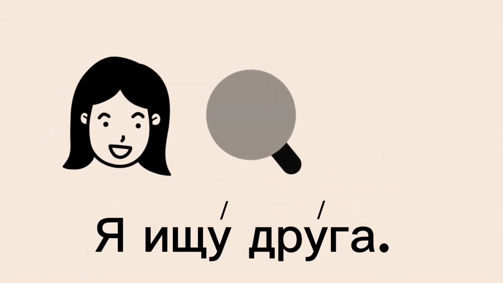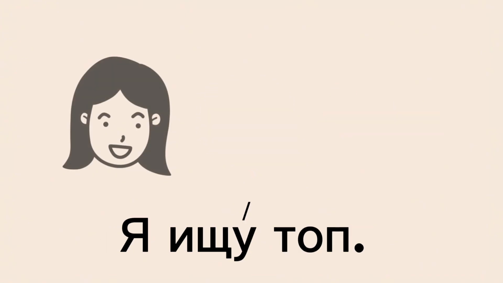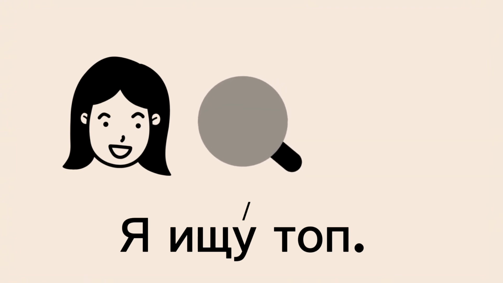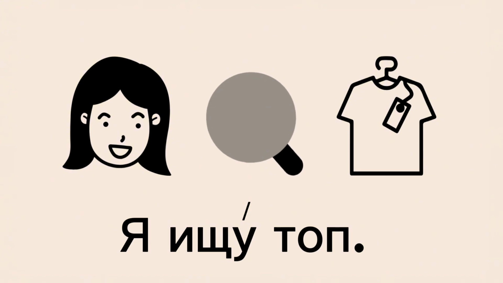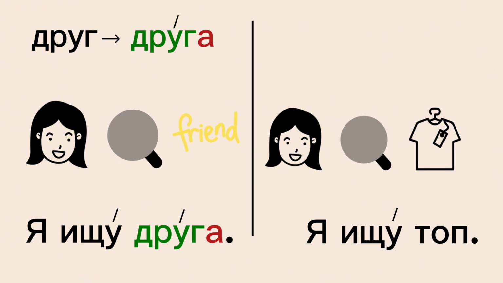Я ищу друга, but я ищу топ. Друг is a person. It changes. Друг, друга. Я ищу друга. But топ is a thing, so it doesn't change. Я ищу топ.